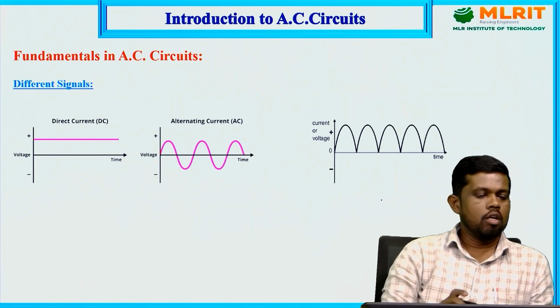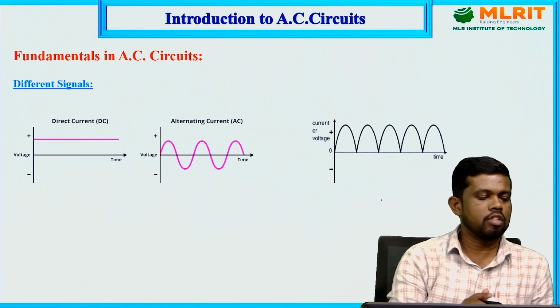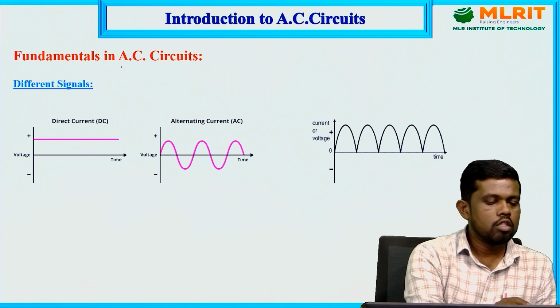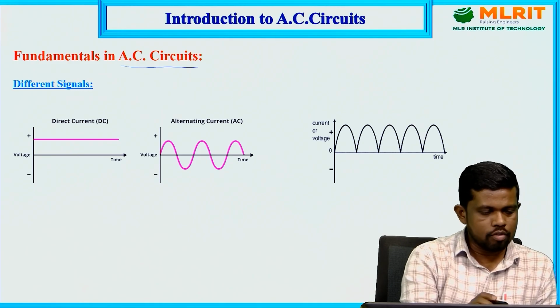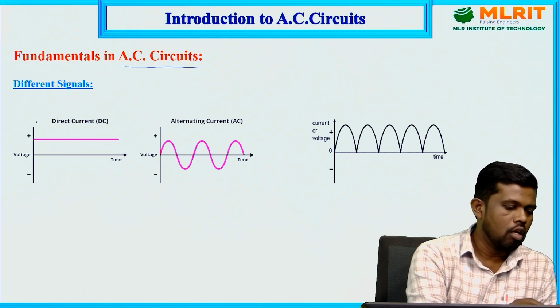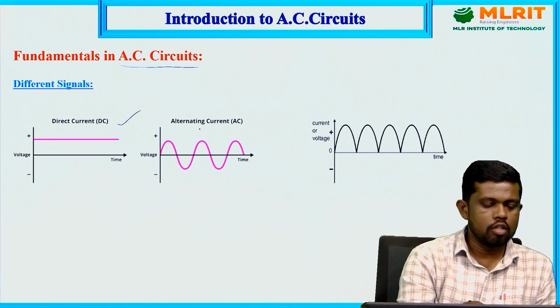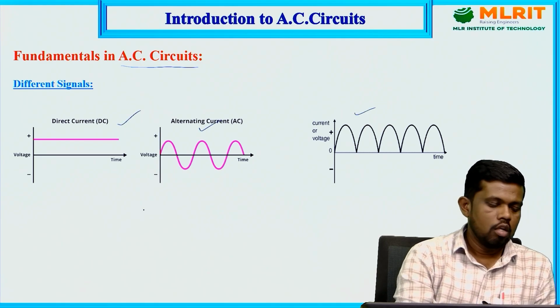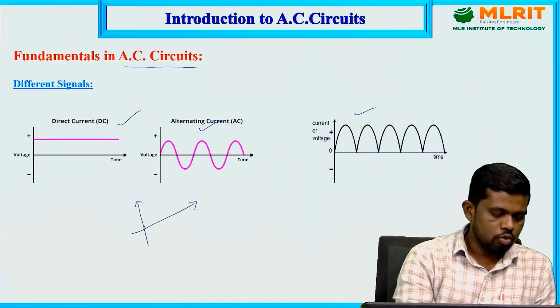Now we will discuss more fundamentals, in detail, of AC circuits. Before getting into that, we will discuss the different signals. This is signal number 1 and this is signal number 2. This is one signal, another signal, and also one more signal. I would also like to draw one more signal, so this is one kind of signal.